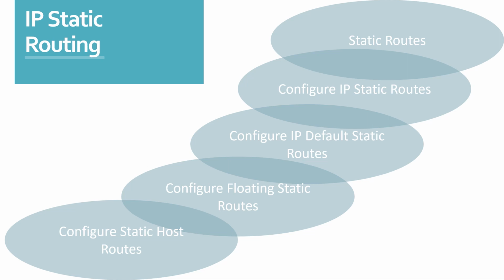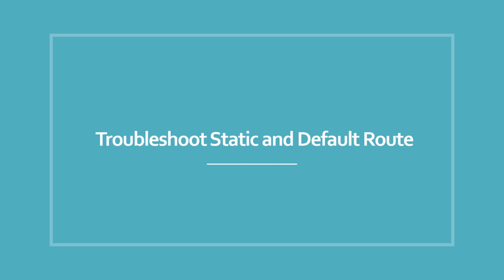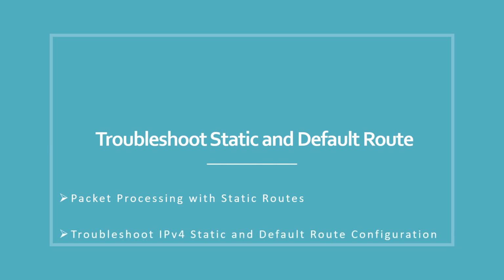The last topic that we will see, when we are done with the routing configuration and the static routes, is that we will troubleshoot those static routes and the default route. We will troubleshoot the configuration based on that. Here, we will explain how a router processes packets when a static route is configured, and we will troubleshoot common static and default route configuration issues.